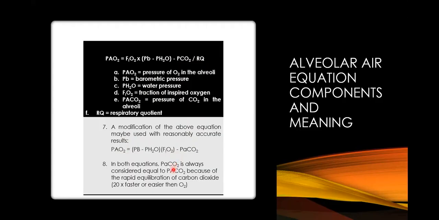In both ways, though, the P little a CO2 is always considered to be equal to the P big A CO2 because of the rapid equilibration of carbon dioxide, which is 20 times faster than oxygen. Carbon dioxide diffuses how much faster? 20 times. Carbon dioxide 20 times faster, right? So that's important. It's 20 times faster.